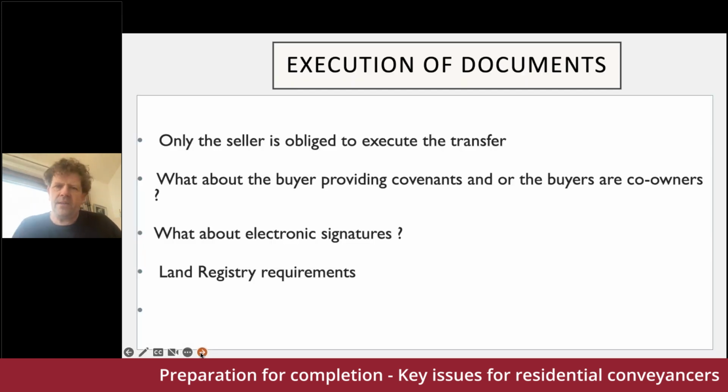The next thing I've mentioned is execution of documents, and we'll talk about this in the notes. What about electronic signatures? There's quite a bit of guidance from the land registry about the use of electronic signatures. The point I would emphasize here is that it is really for the buyer to ensure, where the seller is signing a document electronically, that the appropriate platform is being used in connection with that signature. Where electronic signatures are being utilized, it is also possible to use counterpart documents where a wet signature is being provided by a buyer or a seller, or vice versa.